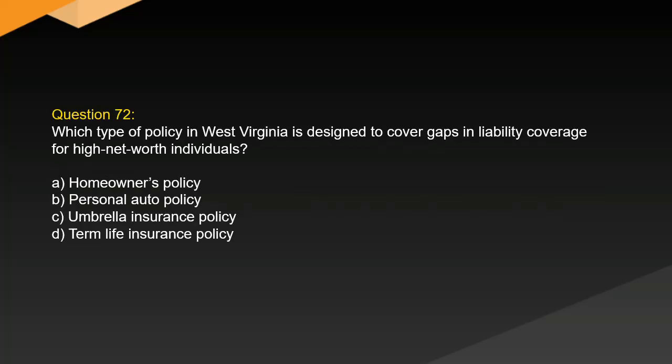Question 72. Which type of policy in West Virginia is designed to cover gaps in liability coverage for high net worth individuals? A. Homeowner's policy. B. Personal auto policy. C. Umbrella insurance policy. D. Term life insurance policy.